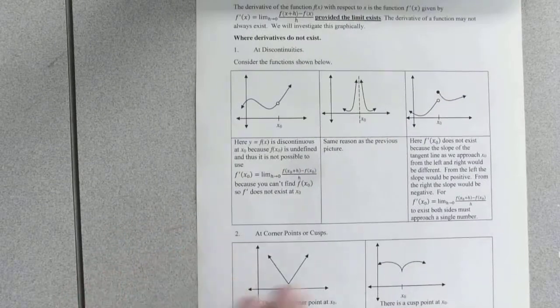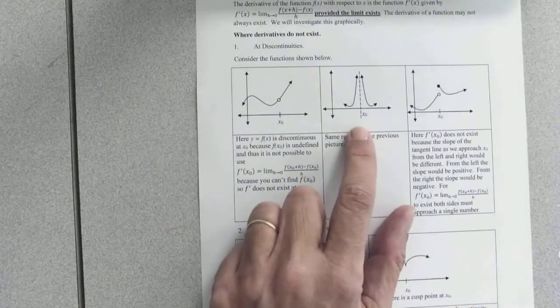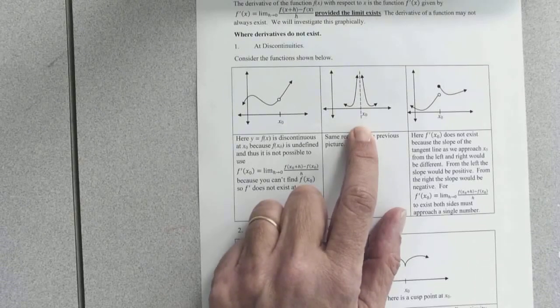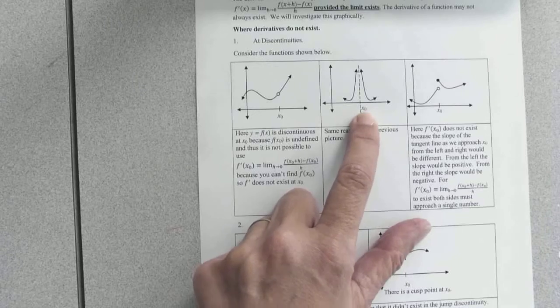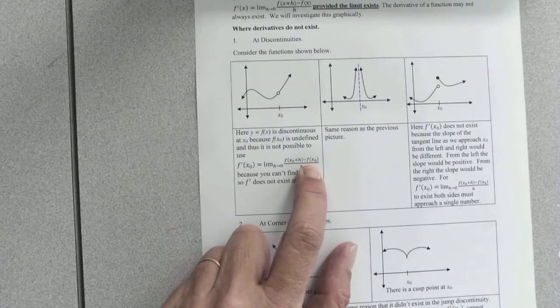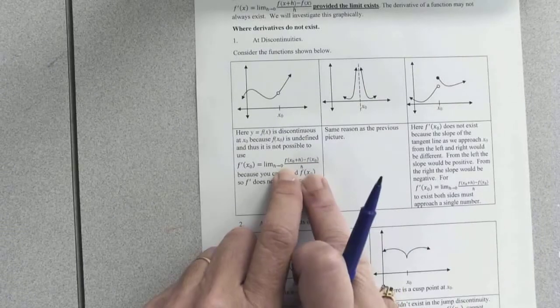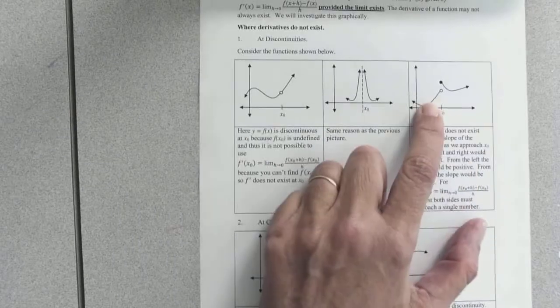You don't have to remember the why, but there's the why. Infinite discontinuities, exact same thing here. There is not an x naught, or an f of x naught. There isn't a y coordinate there. f of x naught is my y coordinate. There's no y coordinate, so I can't do this definition.